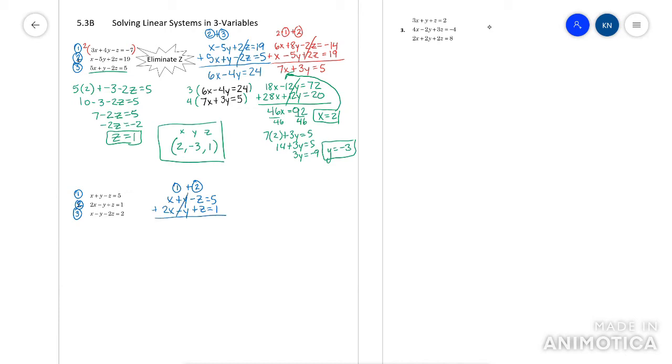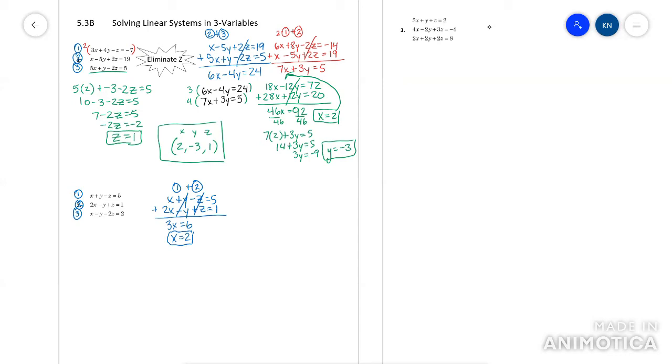So the y's would eliminate. Now, what happens in this one? Luckily for me, the z's eliminate as well. So you end up with 3x equals 6. So you divide by 3 and you get x equals 2. This is rare that you get a variable this early.